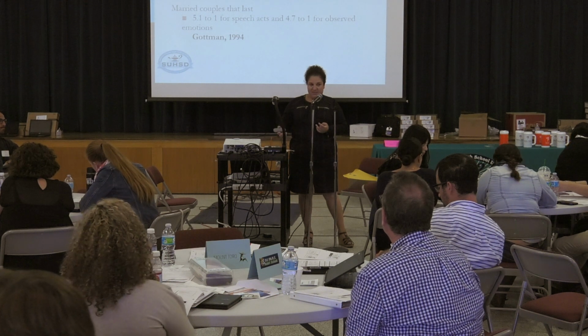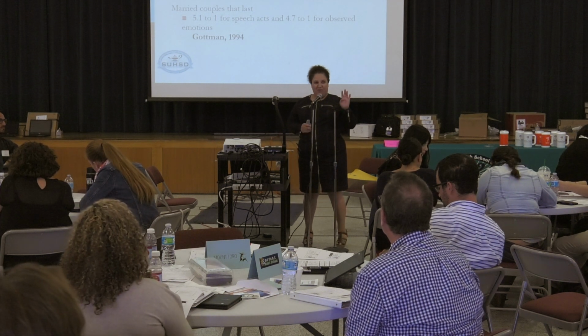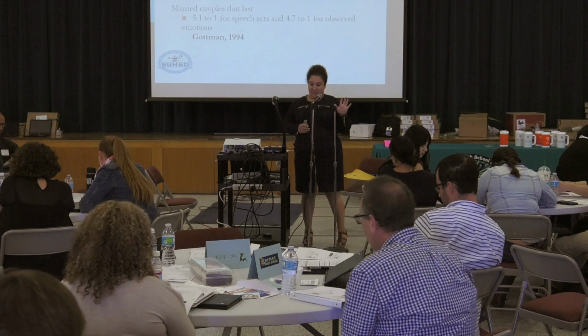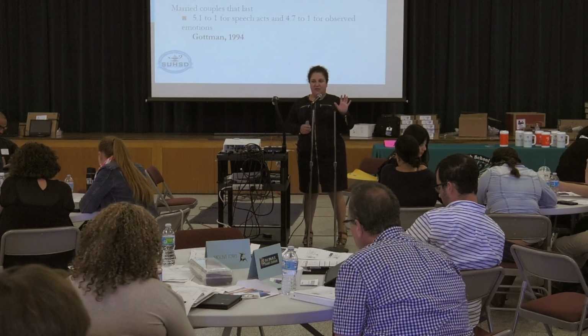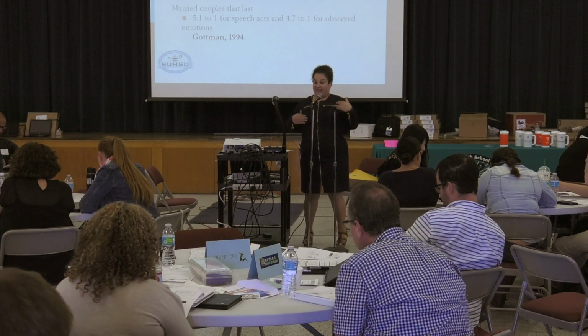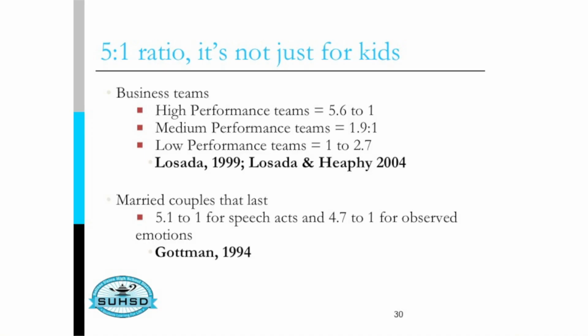The research says you'll hear 4-to-1 or 5-to-1, but it's a good idea to have at least 4 or 5 positive interactions for every behavioral correction or negative interaction you have with a student. It's inevitable that you're going to have to correct students, but the ones that are corrected a lot need a lot more positive interactions between the adults and the students.